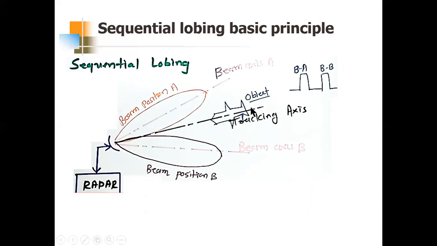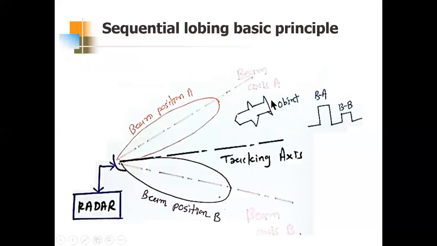If the target is along the switching axis, then the amplitude obtained in beam A and beam B is going to be the same. Now, if the target is not along the switching axis, or you can call it the tracking axis, then it is closer to position A. So the signal received at this position would be more. You can see the amplitude at beam A would be higher than that of beam B.